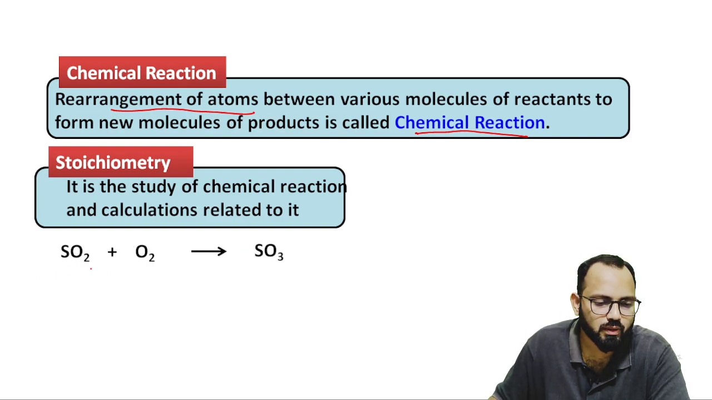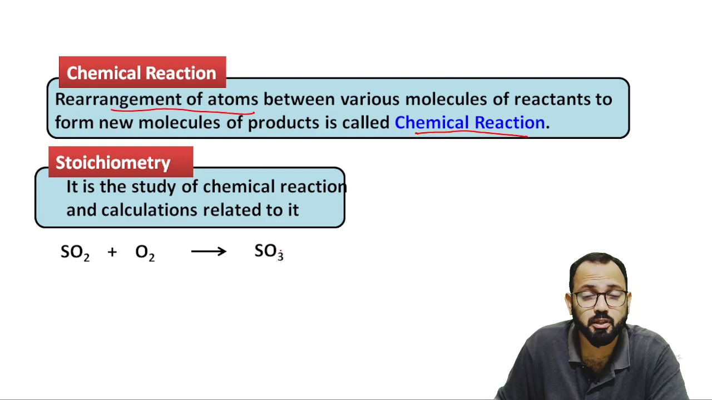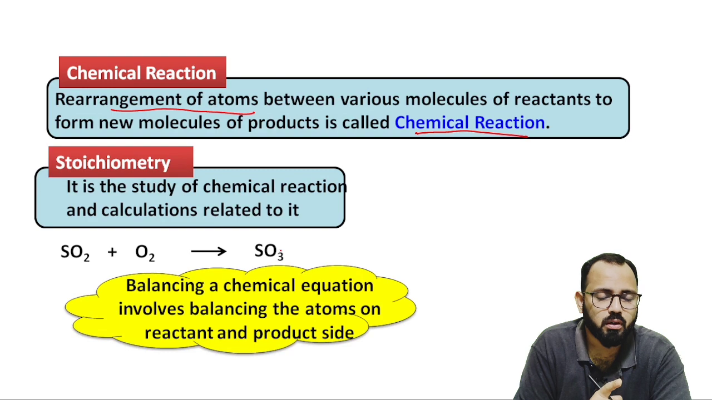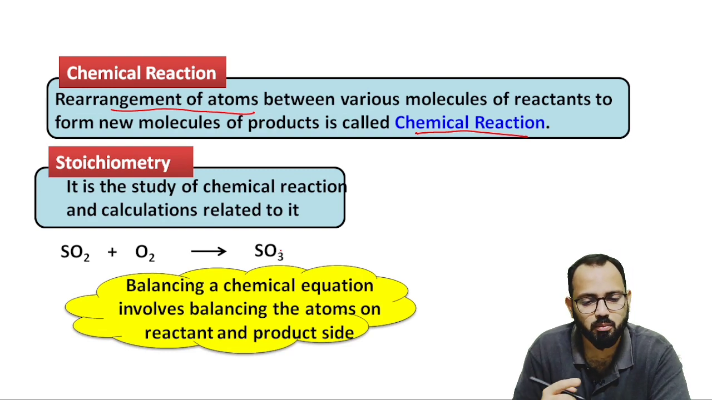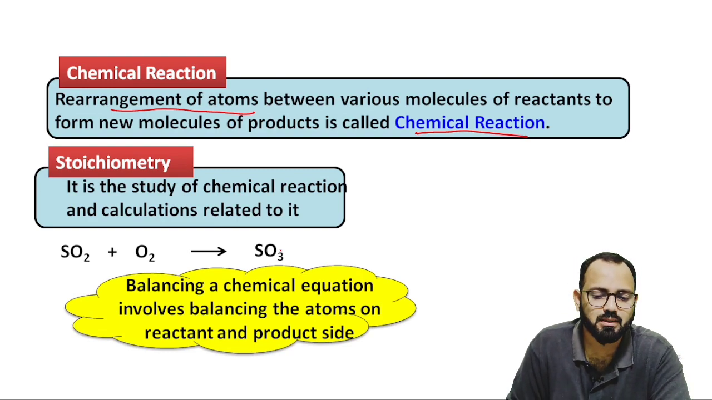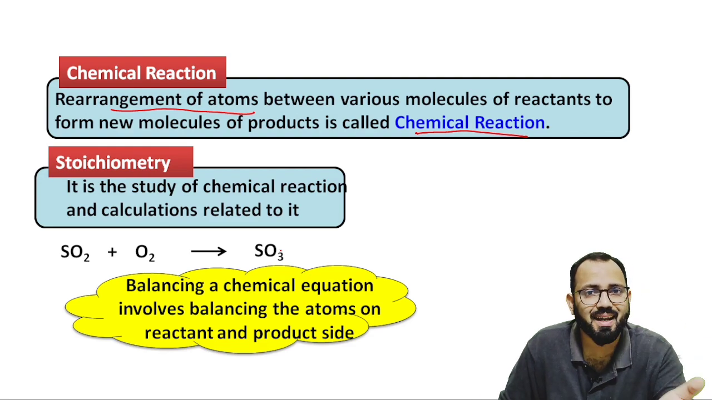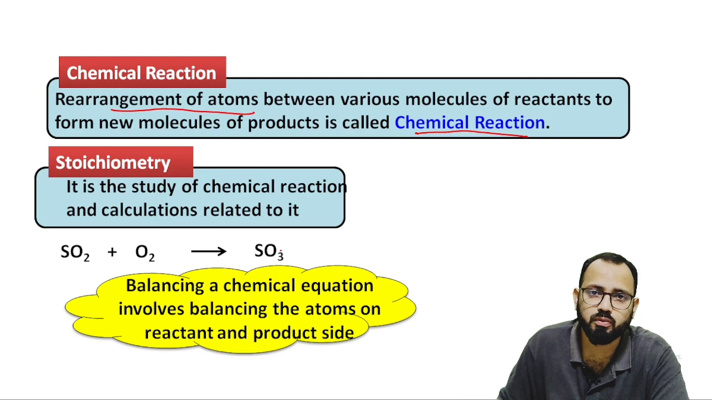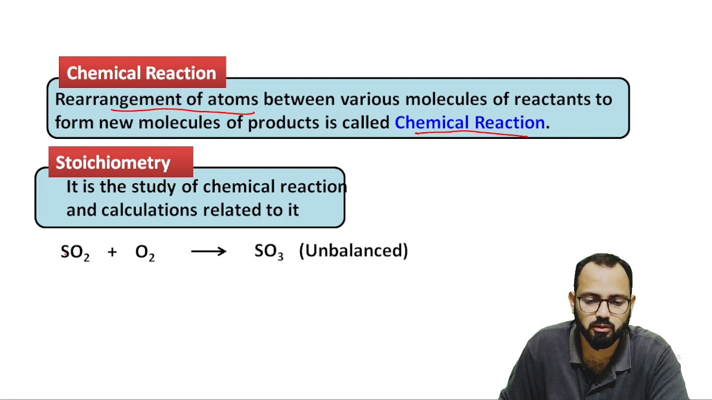Fine. If you go with one equation, SO2 plus O2 gives you SO3. If I ask you whether this reaction is balanced, no, because the number of atoms in the reactants and the products should be the same, or we can say that the mass of the reactant should be equal to the mass of the product according to the law of conservation of mass. Now you can see one sulfur, four oxygen on the left hand side, but only three oxygen on the right hand side. It is an unbalanced equation.